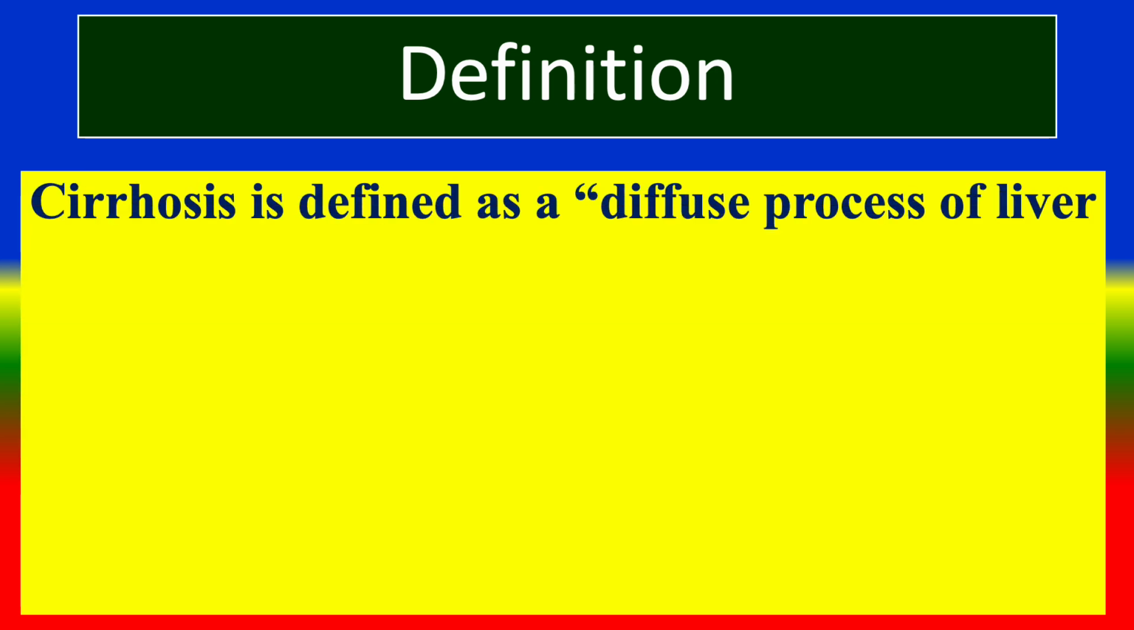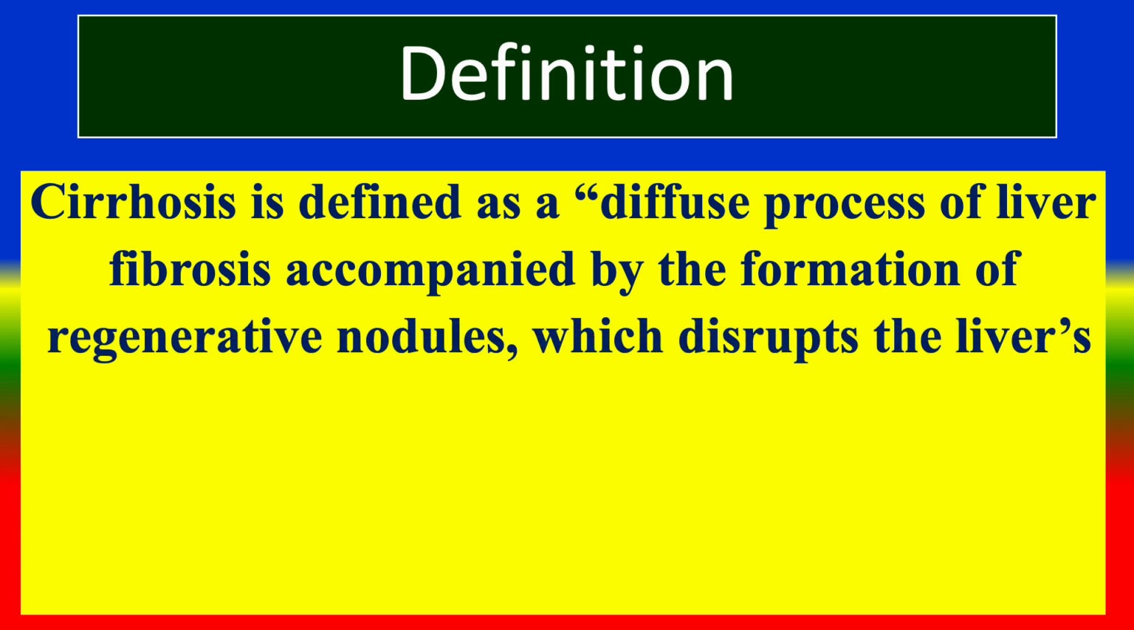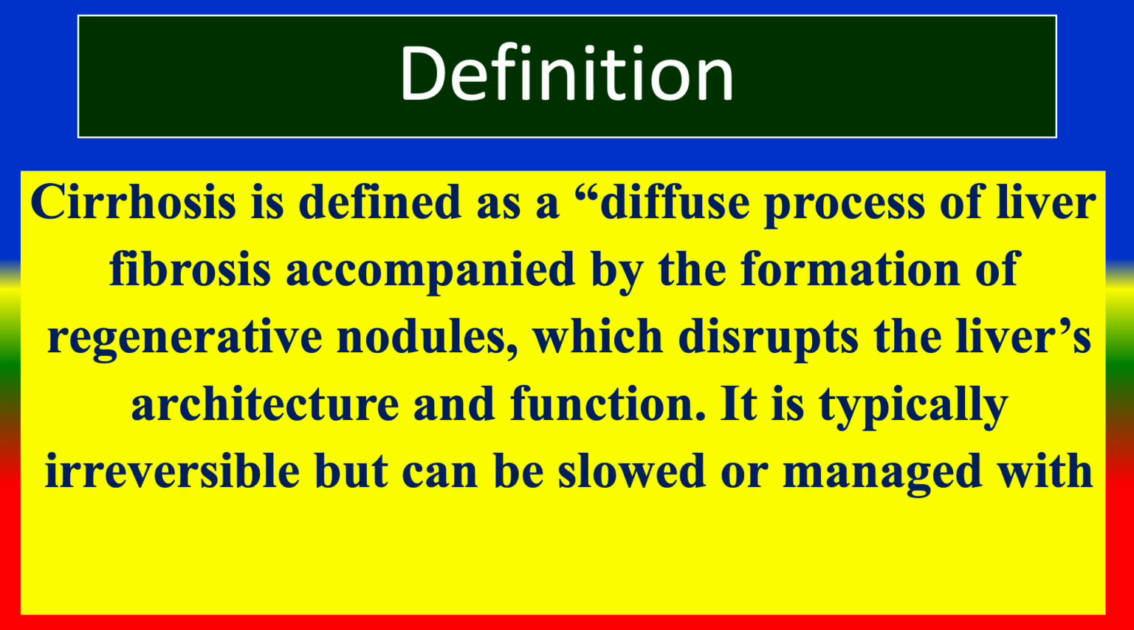Definition. Cirrhosis is defined as a diffuse process of liver fibrosis accompanied by the formation of regenerative nodules, which disturbs the liver's architecture and function. It is typically irreversible but can be slowed or managed with proper intervention.